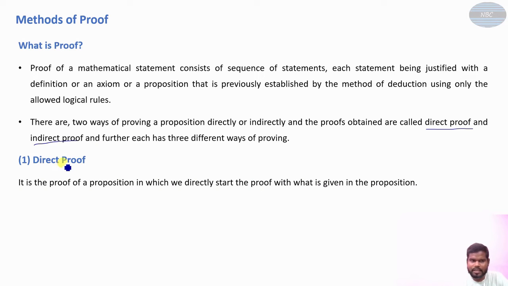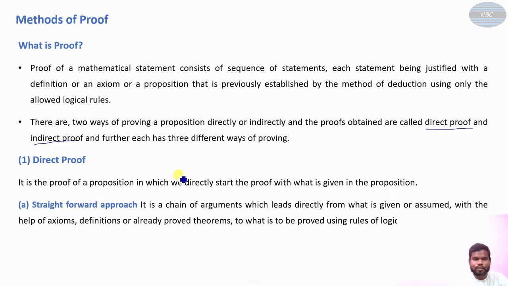Coming to the direct proof first, it is the proof of a proposition in which we directly start the proof with what is given in the proposition. So in a direct proof, we start with whatever is given in the proposition and go step by step, and we prove that.